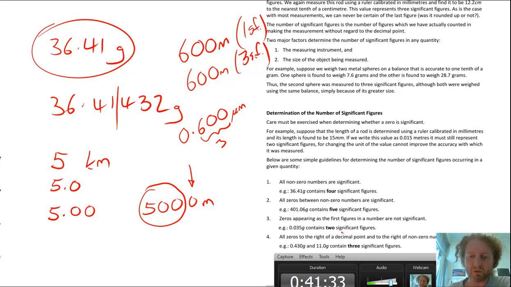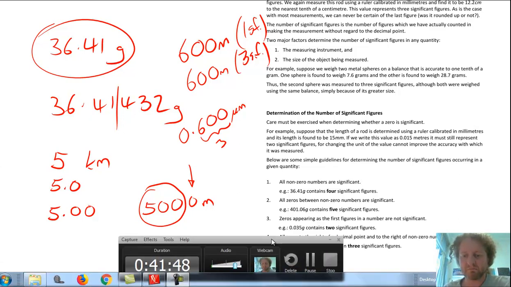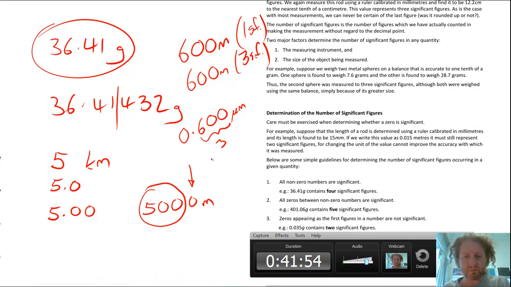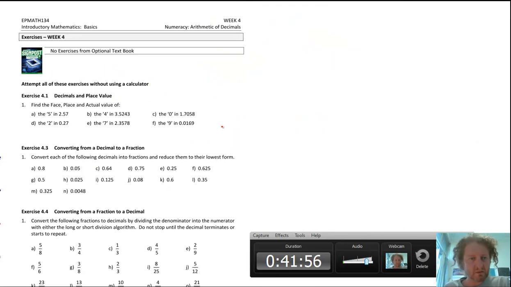So that last point, all zeros to the right of a decimal point and to the right of non-zero numbers are significant. So I don't count that 0, but I count 1, 2, 3 significant, and 11.0, 1, 2, 3 significant. Alright, well that's the lecture. Let's look at the exercises.